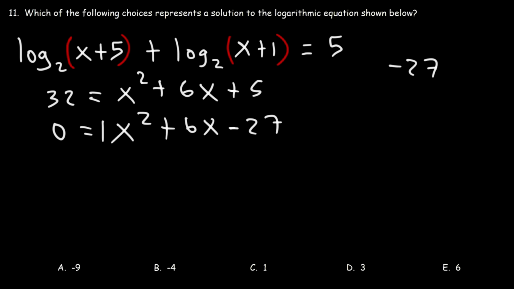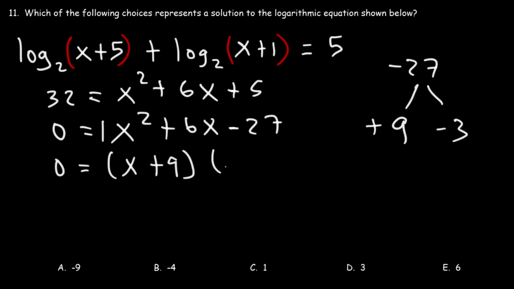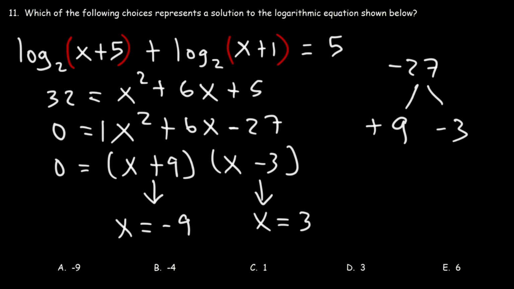What two numbers multiply to the constant term negative 27 but add to the middle coefficient 6? So this is going to be 9 and 3, particularly positive 9 and negative 3. 9 plus negative 3 adds up to 6, but they multiply to negative 27. So this is going to be x plus 9 and x minus 3. Now, using the zero product property, if we set x plus 9 equal to 0 and solve for x, we're going to get that x is equal to negative 9. If we do the same with the other factor, x minus 3, we'll see that x is equal to positive 3.